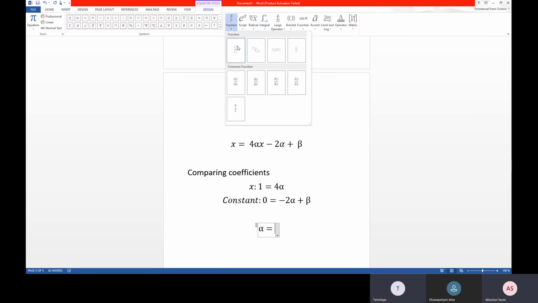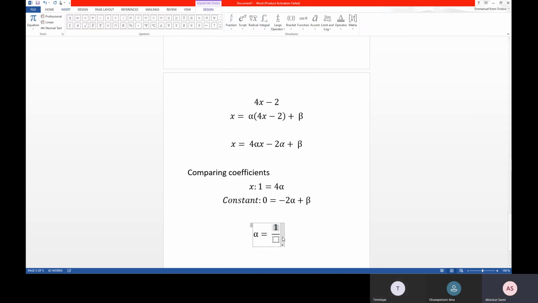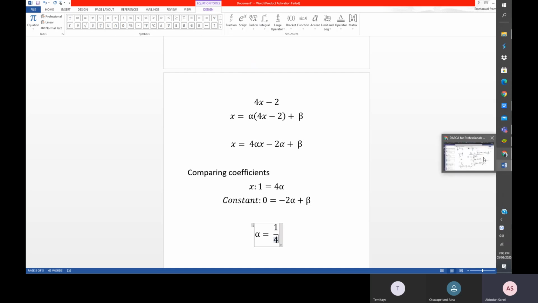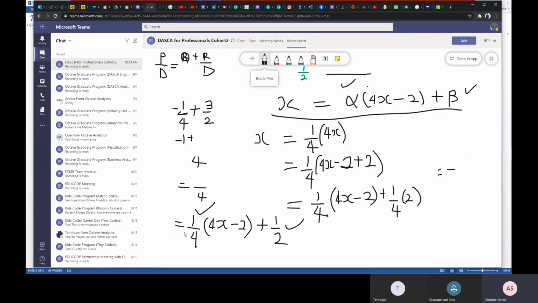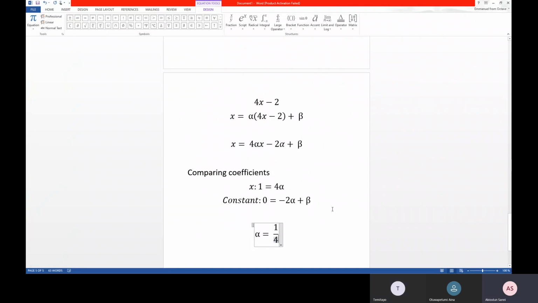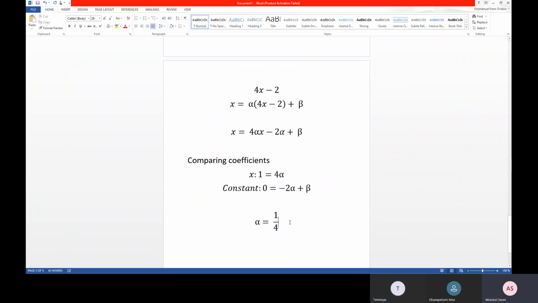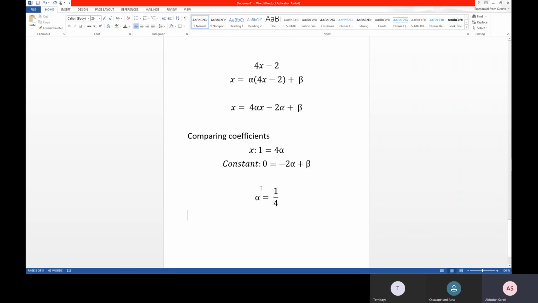About answer, 1 over 4. As you can see in the manipulation we did, alpha is 1 over 4. So we need beta. For us to get beta from here, I can substitute the value of alpha here. Substituting alpha here, what do you have?